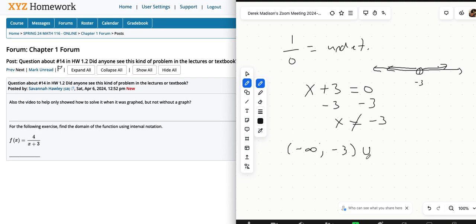And then remember, we have to use a union to paste these two things together, and then we pick back up on the other side of negative 3, and then that goes all the way out to infinity. So this is the really long way of saying x isn't negative 3, but in interval notation.